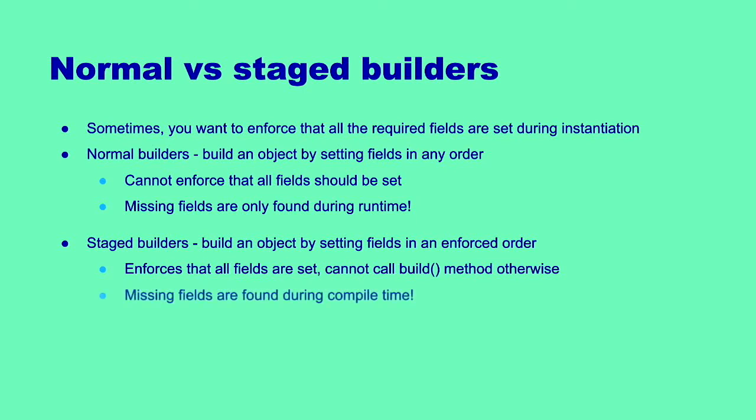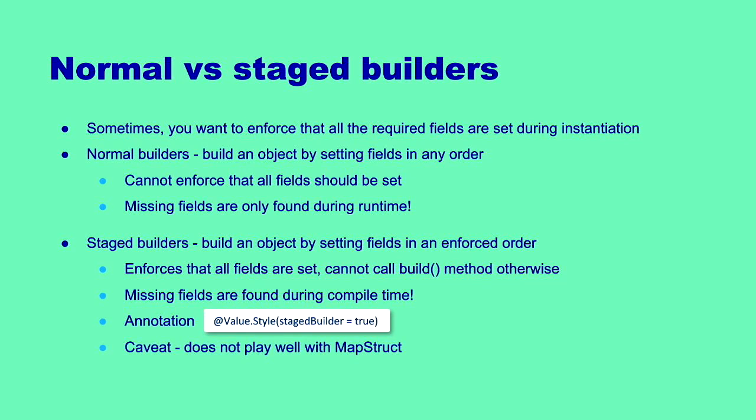As a result, the biggest advantage is that missing fields are already found during compile time, which allows you to catch errors much sooner. And you can achieve this in the Immutables framework by using the stagedBuilder equals true annotation. However, there's a small caveat: stage builders do not work well with MapStruct, but Nick will tell more about it later.